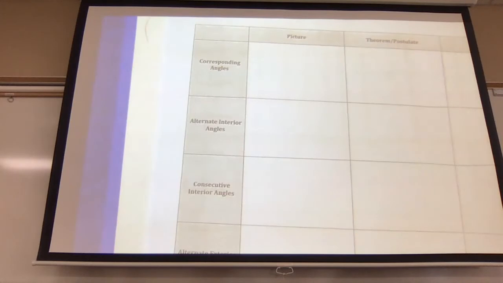All right, in your packet, your chapter 3 packet, open that up to the first page inside your packet. Should look something like this. We're going to start your notes on here, and then we'll finish your notes off somewhere else.